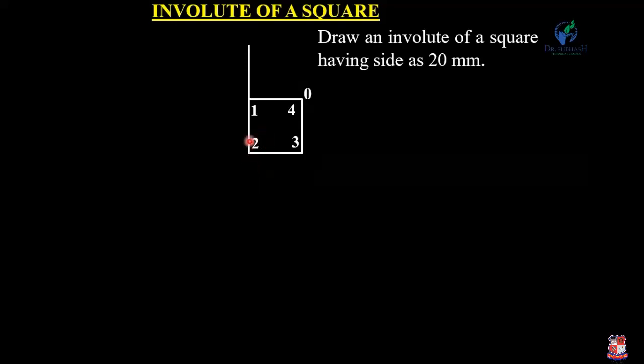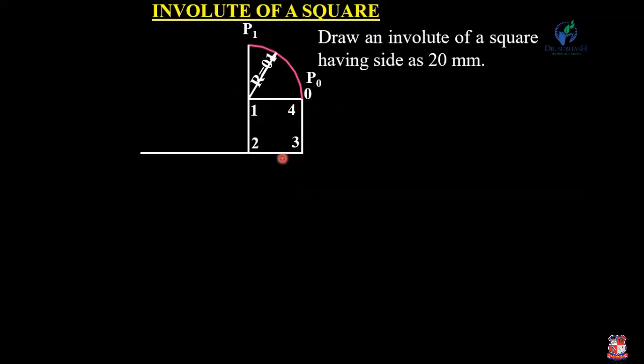Now extend this line to 1. The initial point is P0. Now with 1 as the center and radius equal to 1-0, that means 20 mm, draw an arc and you will get the point P1 here. So this radius is equal to 0-1, or 20 mm.